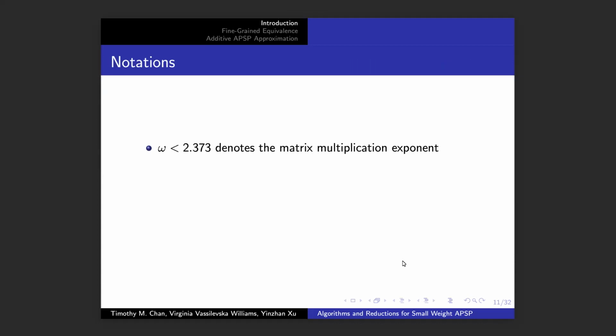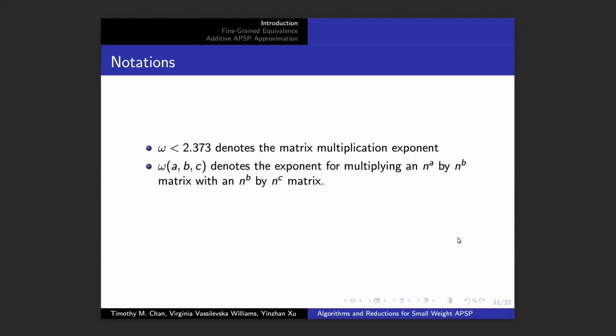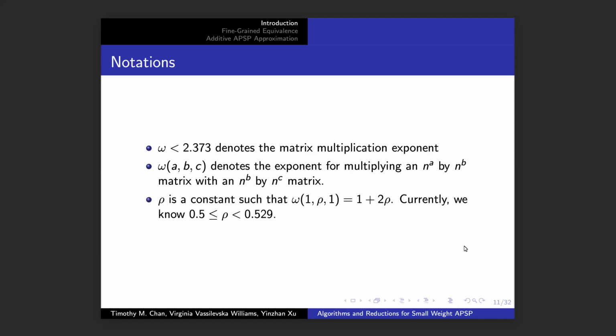Let me first define some notations. Omega, as we already used, denotes the matrix multiplication exponent. Omega(a,b,c) denotes the exponent for multiplying an n^a by n^b matrix with an n^b by n^c matrix. And rho is an important constant in this talk, and it is defined such that omega(1, rho, 1) equals 1 plus 2 rho. Currently, we know that rho is between 0.5 and 0.529, and you may already notice that 0.529 is the running time for Zwick's algorithm.